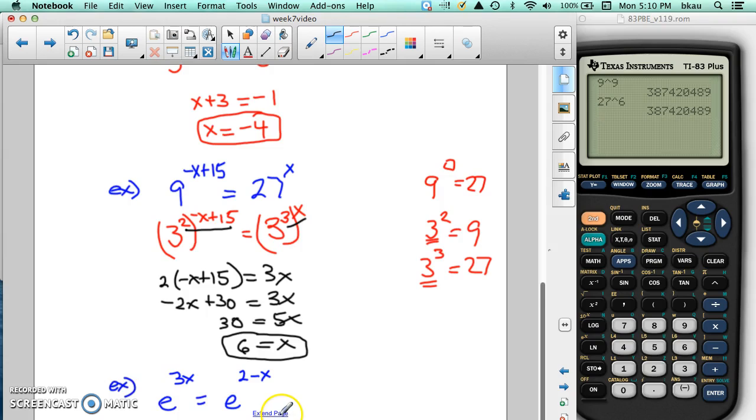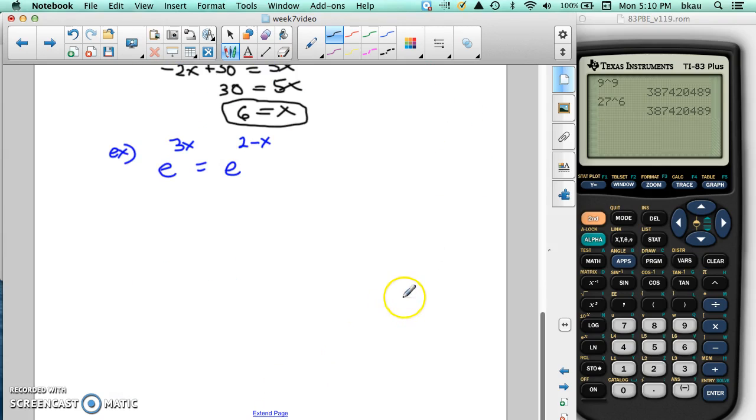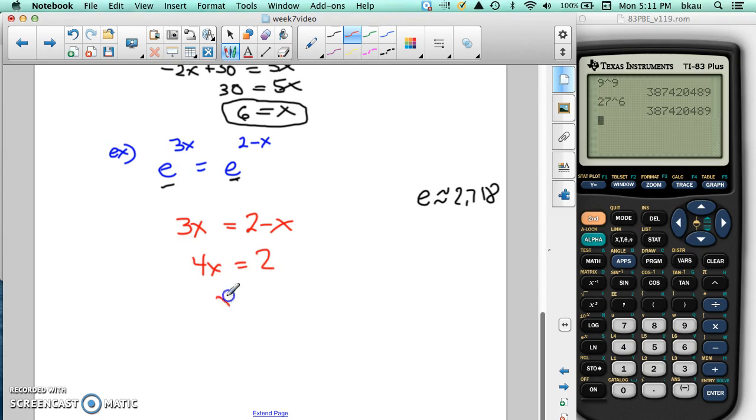All right, and the final example is with the base of e. Now remember, e is about 2.718. But that's not necessary. We have the same bases. So that means that we can just equate the exponents. So that means 3x is equal to 2 minus x. So we move this over, we get 4x equals 2. X is 2 over 4, which is 1/2. So that's my solution for this.